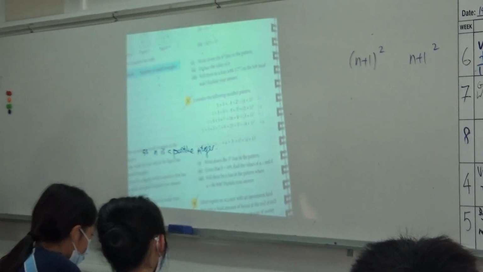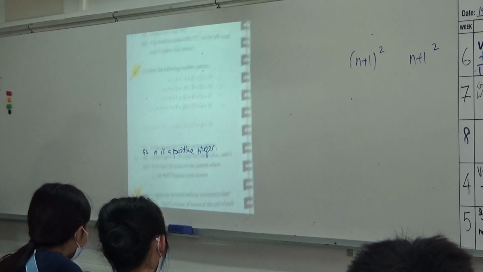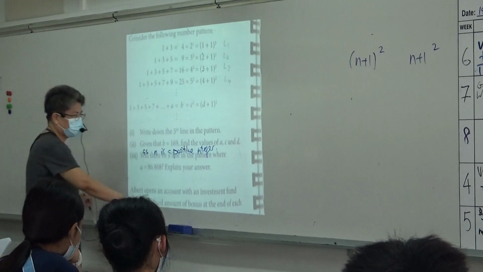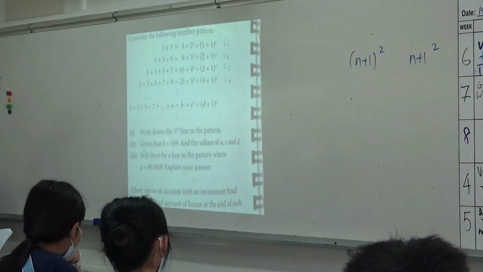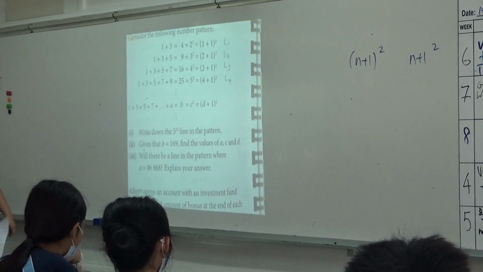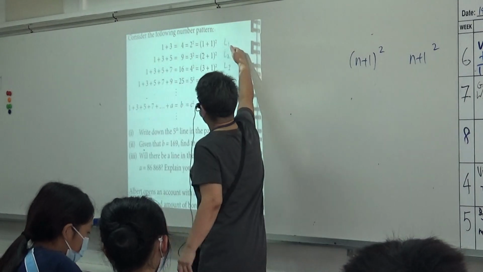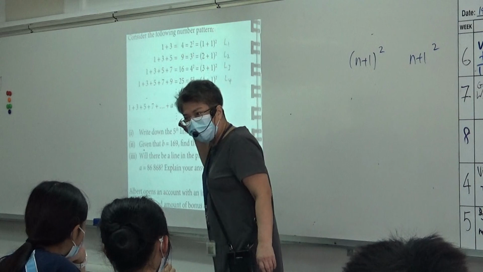Let's look at question 5 over here. Oh, it's very small, right? So let me show it a bit bigger. Once it's bigger, it's a bit blurred, so I want to focus. Consider the following number pattern. Now, this is called line 1, line 2, line 3, line 4, right? Am I right? Yes.